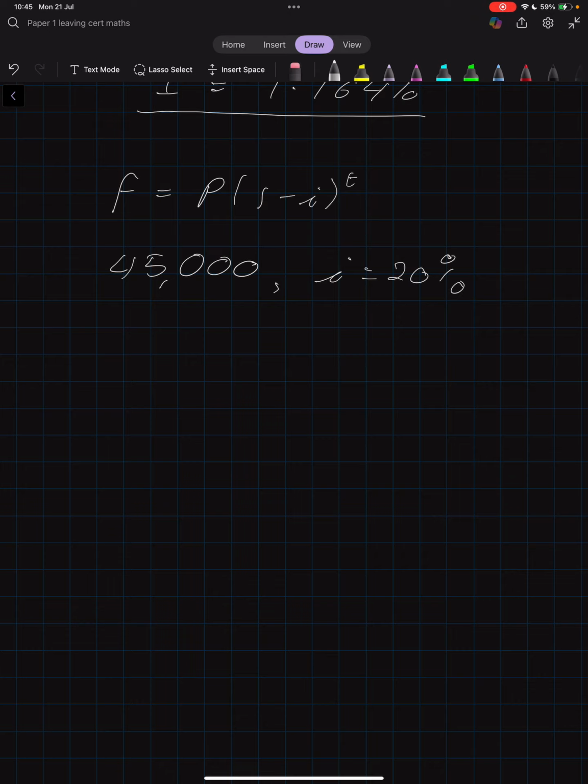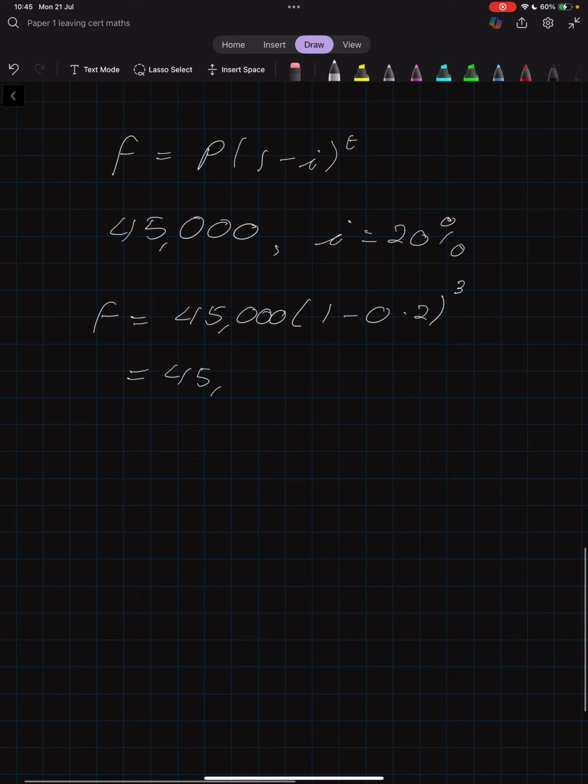What's the value in 3 years? You would say, okay, well, F is equal to the present value, which is 45,000, into 1 minus I, so minus 20%, that's 0.2. Okay? To the power of 3, because it's 3 years. So this is just 45,000 times 0.8 to the power of 3, and that's equal to 23,040 euro. And that's it.